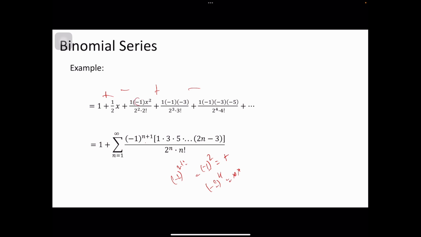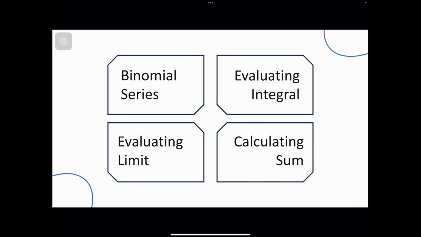Okay, and then we times it by 1 times 3 times 5. This is because of this, you can see here. So -1, then swap to -3, and then -5. And over 2n times n factorial, this is just the denominator part. Okay, that is it for the binomial series. Now let's go on to evaluating integral using Taylor series.